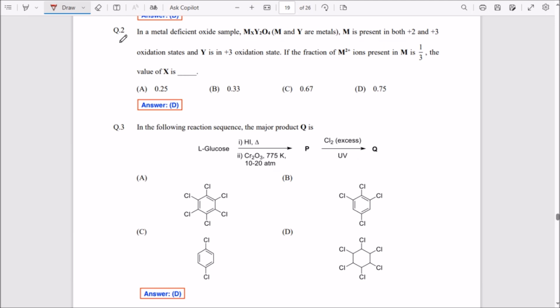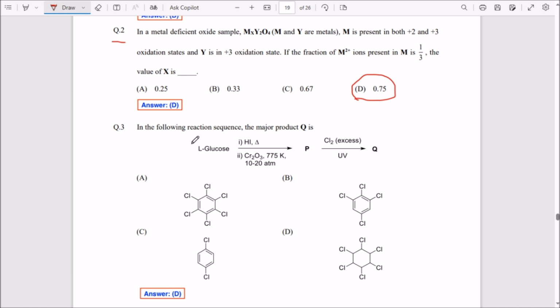Next, question number 2. In a metal deficient oxide sample MxY2O4, M and Y are metals. M is present in both +2 and +3 oxidation states, and Y is in +3 oxidation state. If the fraction of M2+ ions present in M is 1/3, the value of x is option D, 0.75. The answer is correct option, students.